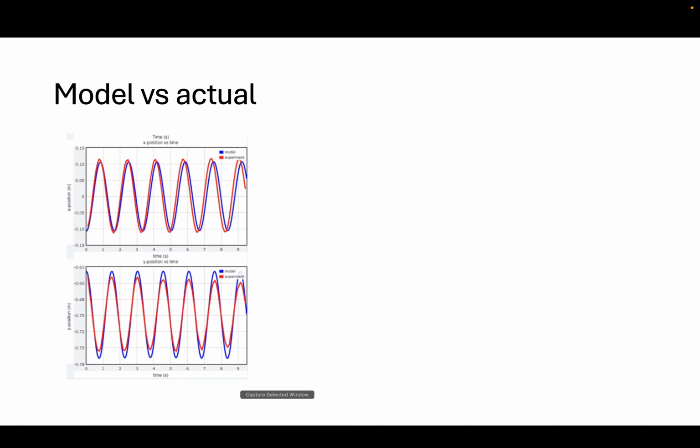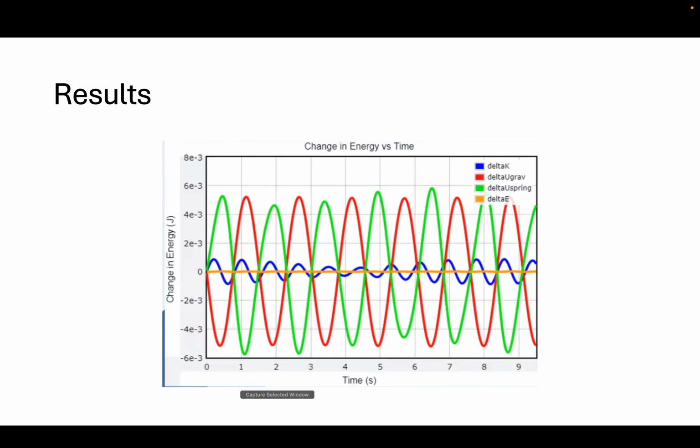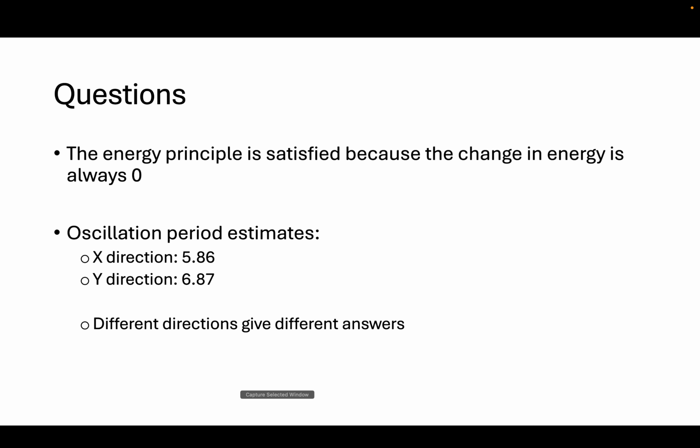So first we have the model versus the actual. So the computational model, you can see that it was pretty accurate. It's pretty close to what the tracker actually mapped out, and the results of this. So the change of energy versus time. You can see that delta K, delta U grav, and delta U spring are all kind of oscillating, but delta E is staying constant at zero. So this is the answer to the questions. So the energy principle is satisfied because the change in energy is always zero.